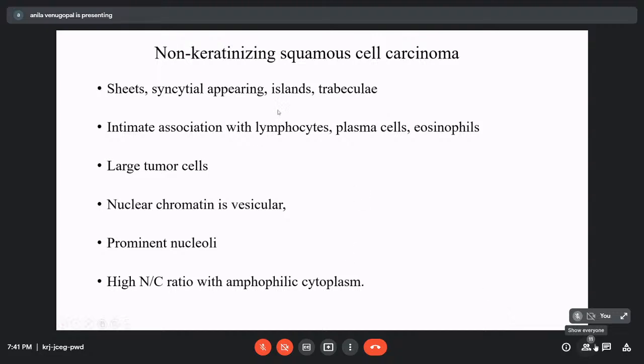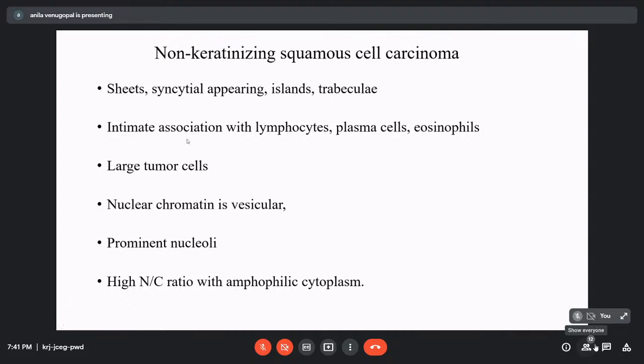So now let us go on to the morphology of nasopharyngeal carcinoma. First I have taken up the non-keratinizing squamous cell carcinoma, which is the most common and classical nasopharyngeal carcinoma. These come in sheets, syncytial appearing, with very characteristic islands and trabeculae intimately associated with lymphocytes, plasma cells, and sometimes even eosinophils. And this intimate association earlier gave the name lymphoepithelioma to this group of cancers.